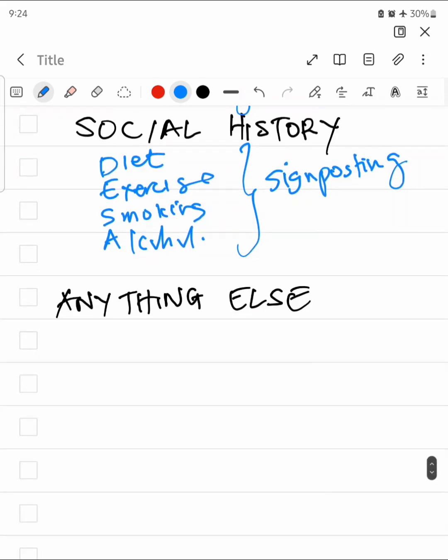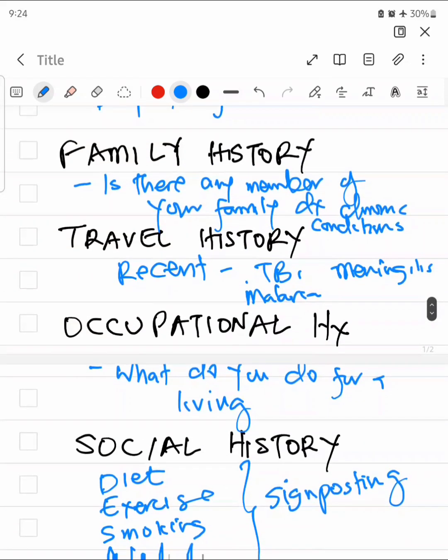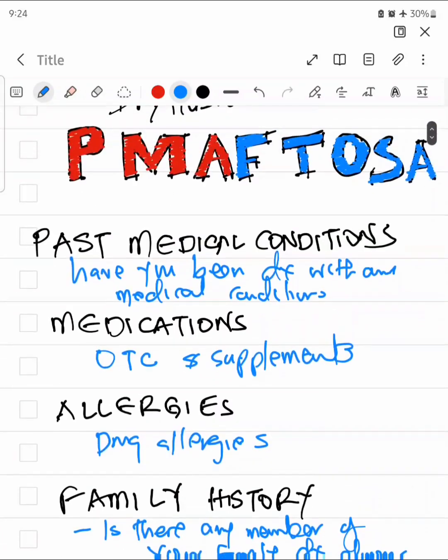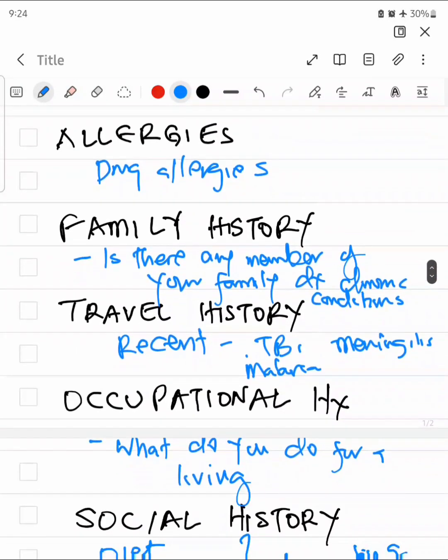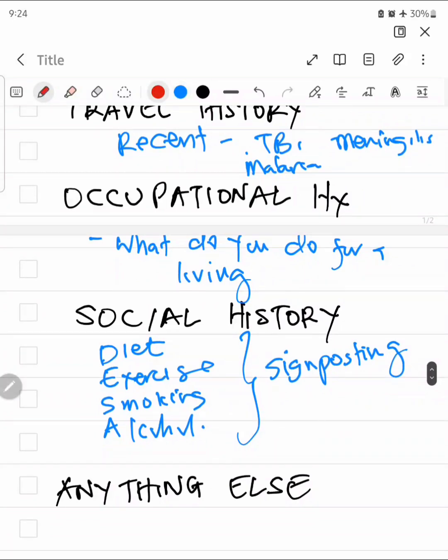Okay. Anything else? If there's anything additional, you can add. But remember, PMAFTOSA and DESA. Very important. These ones you must know them in Plab 2.